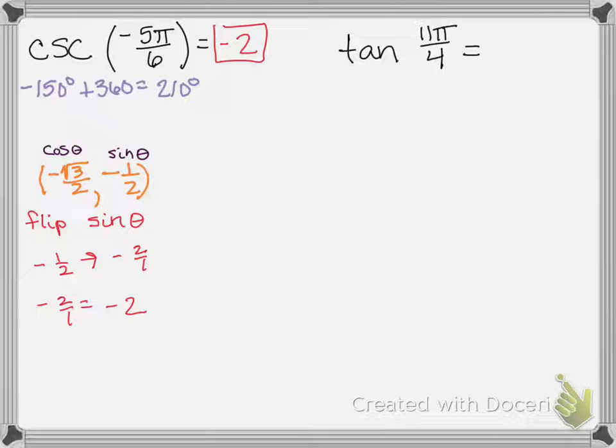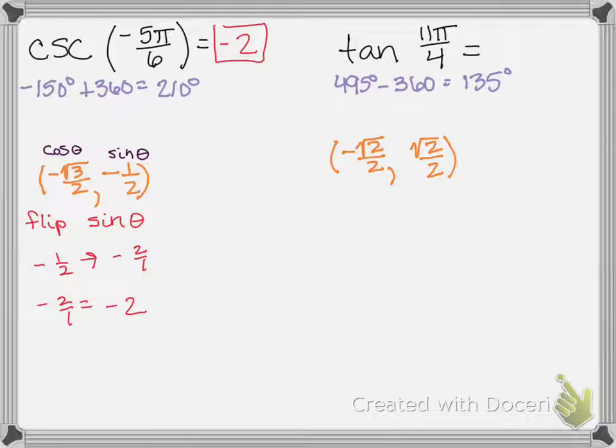Alright, let's try this problem. Tangent of 11 pi over 4. 11 pi over 4 is not on the unit circle. 11 pi over 4 is 495 degrees. That's too big. It's more than 360. So subtract 360, and you get 135, which is on the unit circle. 135 degrees gives you the ordered pair, negative square root of 2 over 2, and positive square root of 2 over 2. Remember, the first one's cosine, the second one is sine.